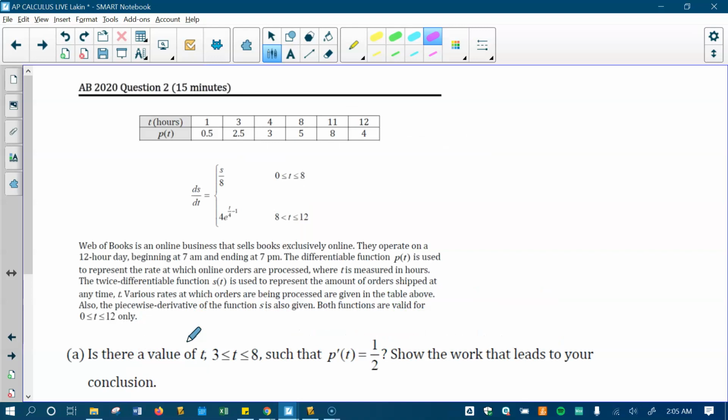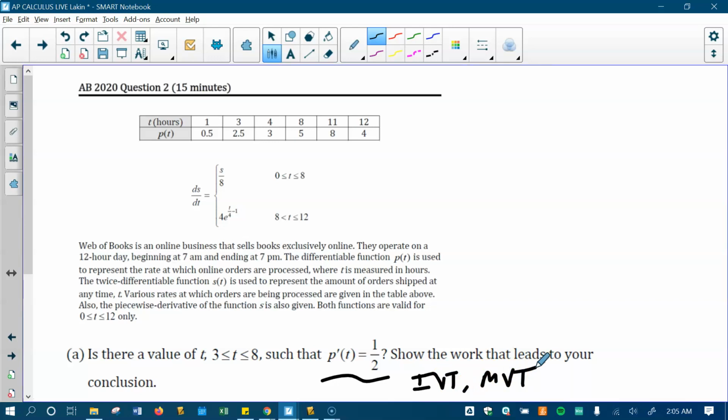Is there a value of t from 3 to 8, the closed interval from 3 to 8, such that P prime of t equals 1/2? Show the work that leads to your conclusion. So let's take a look at that and see what's happening here. From 3 to 8, such that P prime of t equals 1/2, I think two things here. I think IVT, I think MVT.